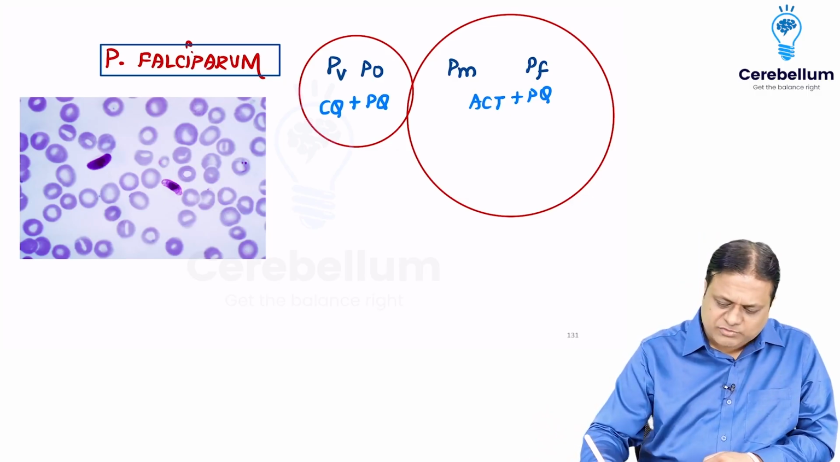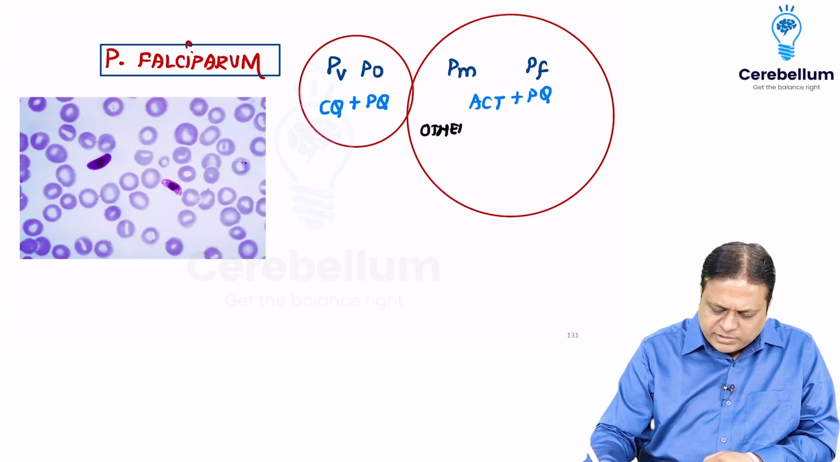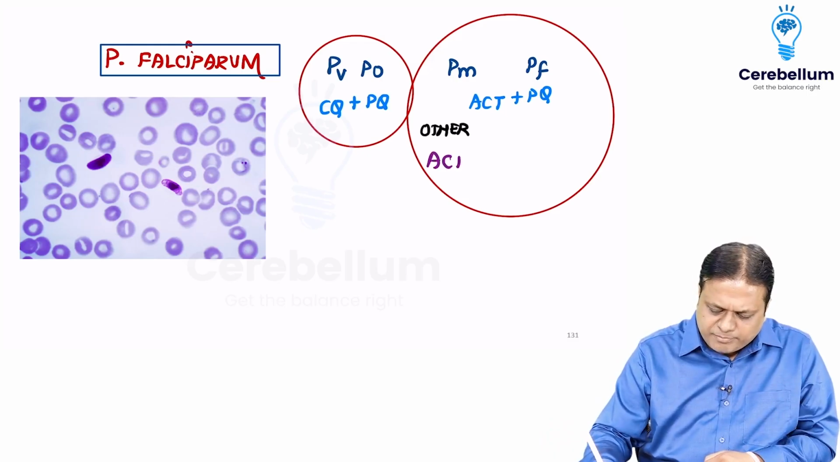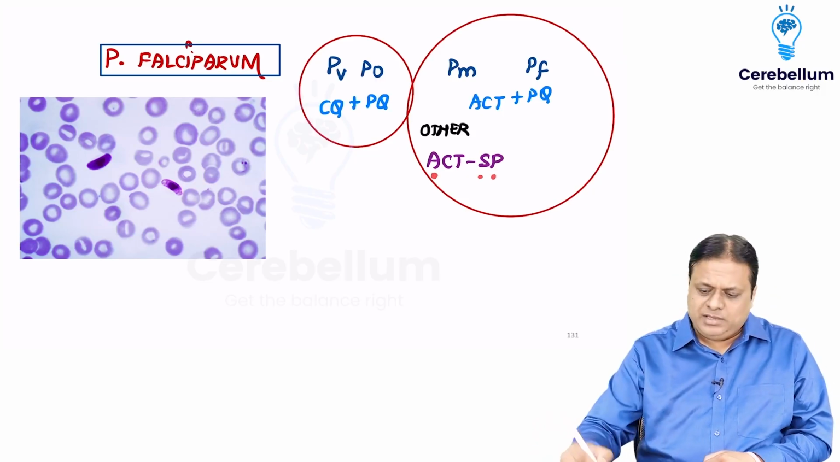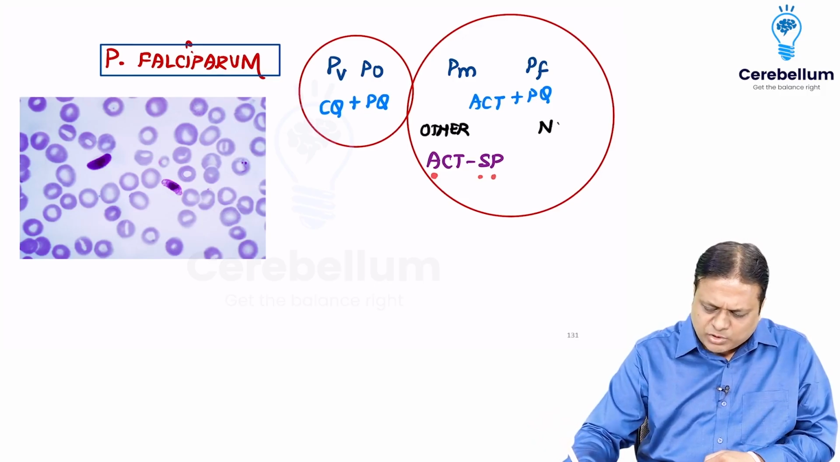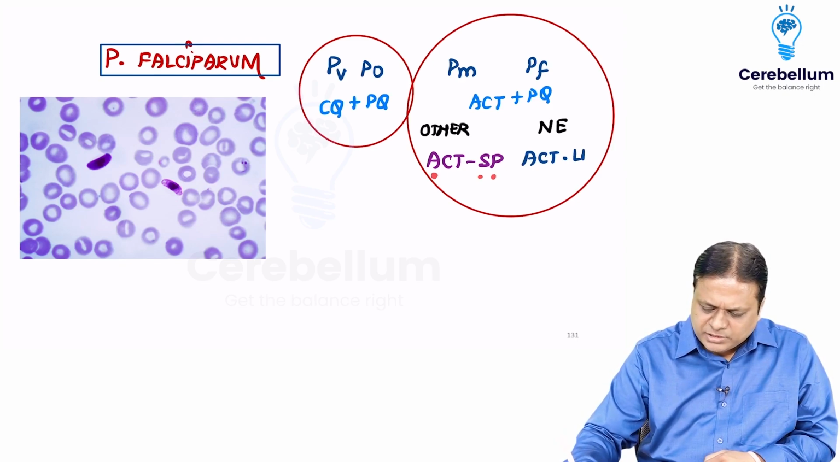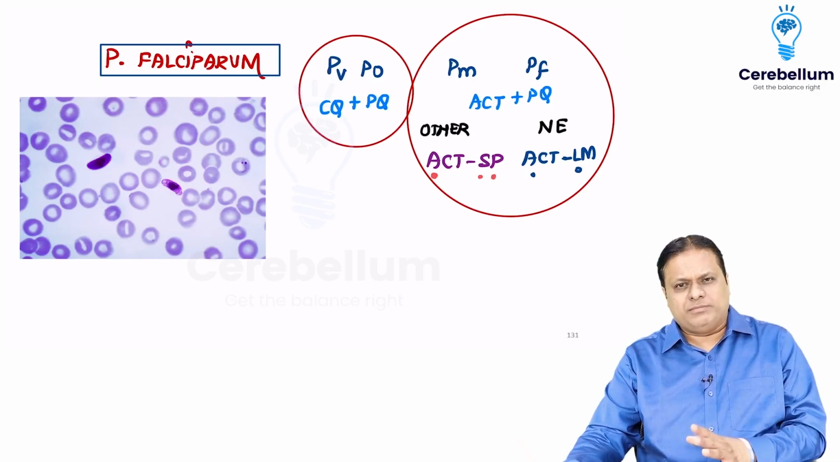If the person is from other parts of India, he is given a 3-drug combination, artesunate based combination therapy with sulfadoxine pyrimethamine. But if the same person is from Northeast India, then he or she is given artemether with lumefantrine, a 2-drug combination. All of them are given along with primaquine.